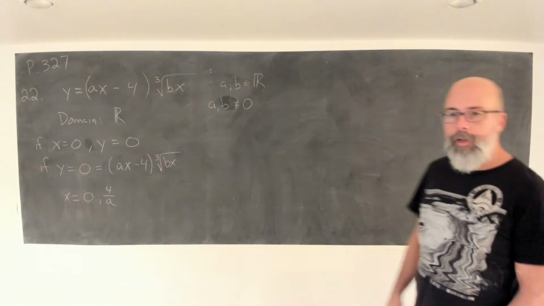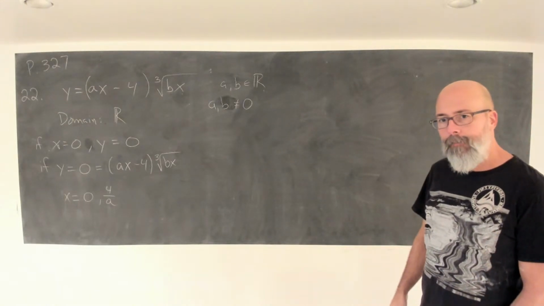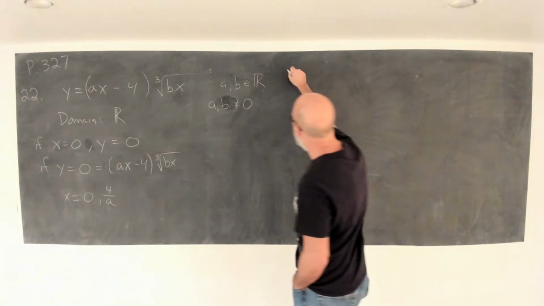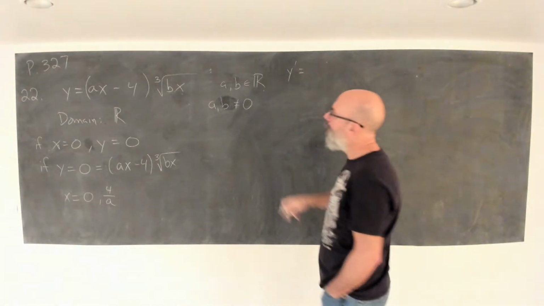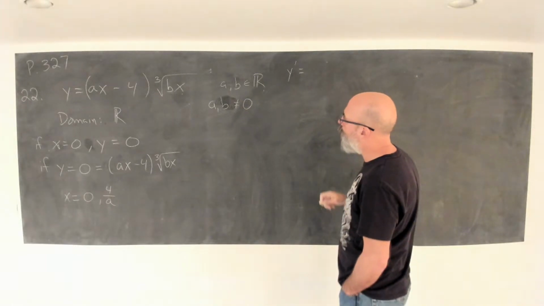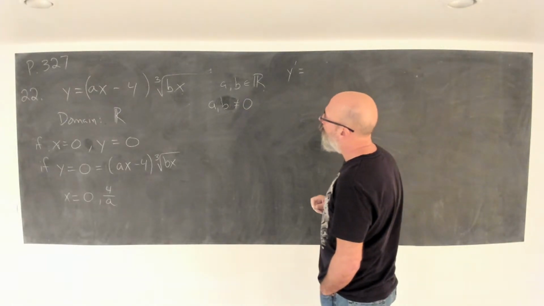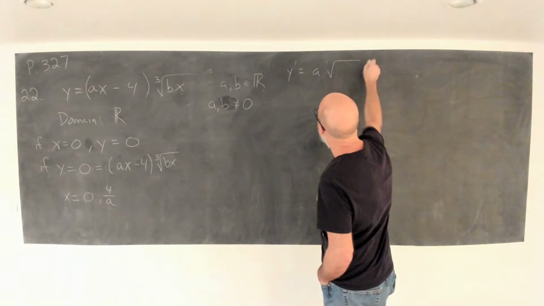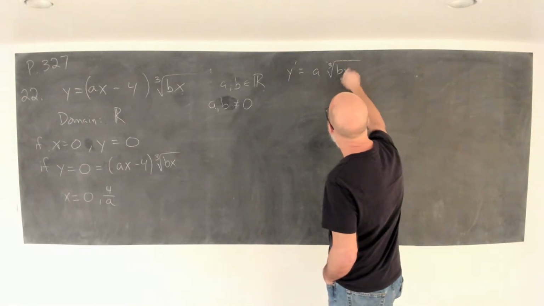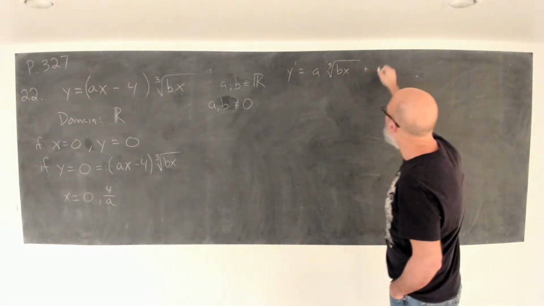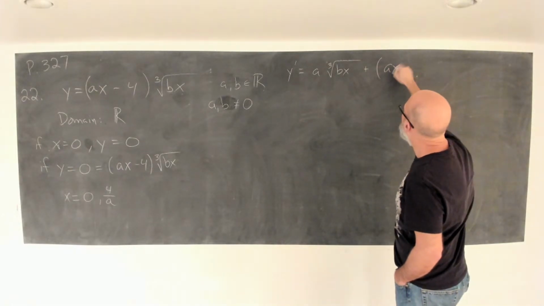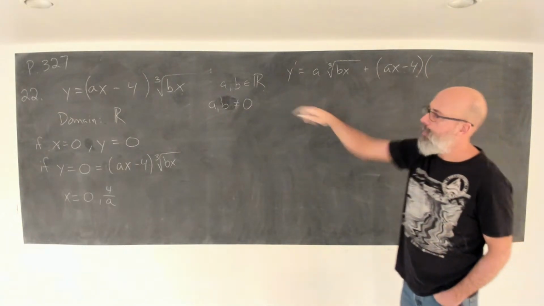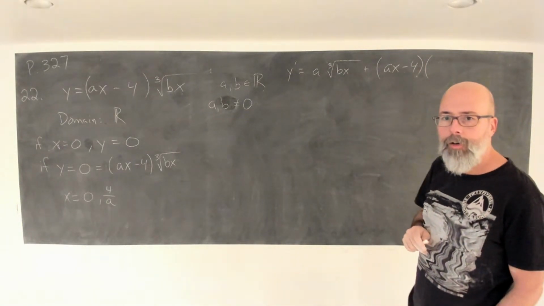Let's move on to the first derivative. What is the derivative? This is the product, so the product rule applies. Differentiate the first one, leaving the second one fixed, plus leave the first one fixed and differentiate the second one. This is Bx to the 1/3.